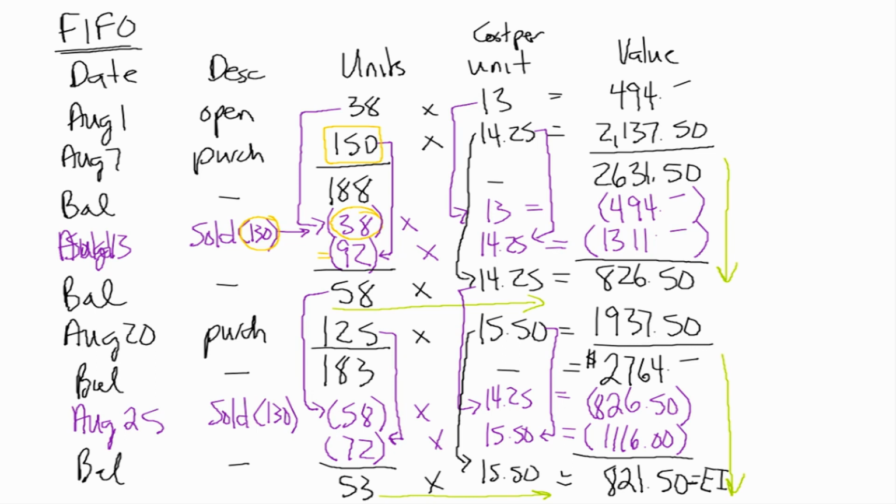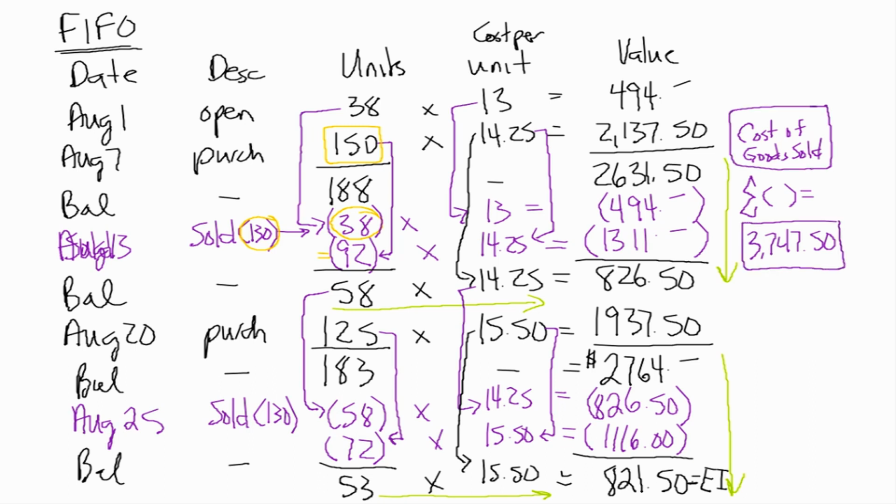The question becomes, what is the value of cost of goods sold? Well, that's really easy to do. We simply have to take the total of all the negative numbers that are purple. The total of all those negative numbers equals cost of goods sold. So if I add up all those negative numbers, it's equal to $3,747.50. This is the cost of goods sold. And the $821.50 is equal to ending inventory.